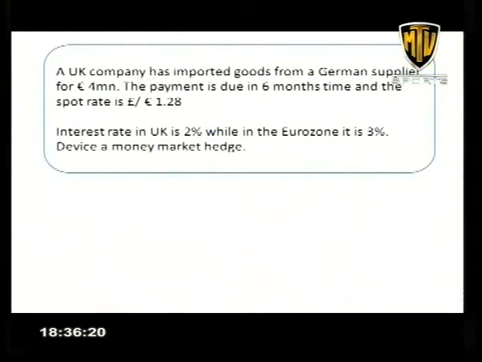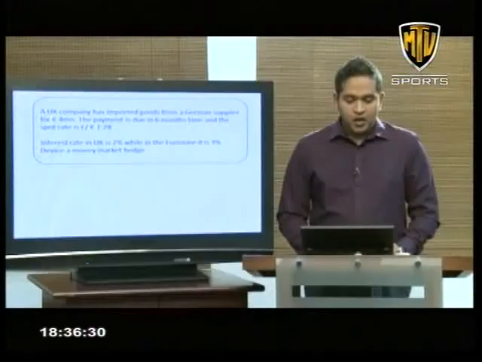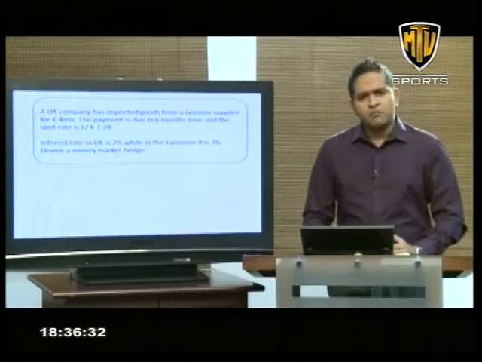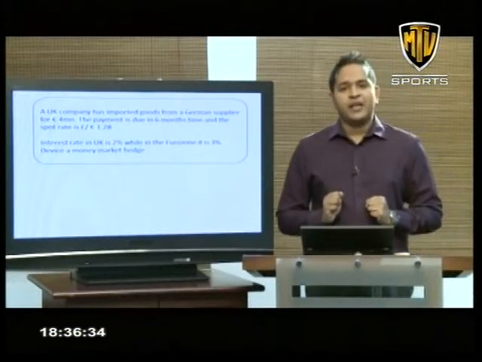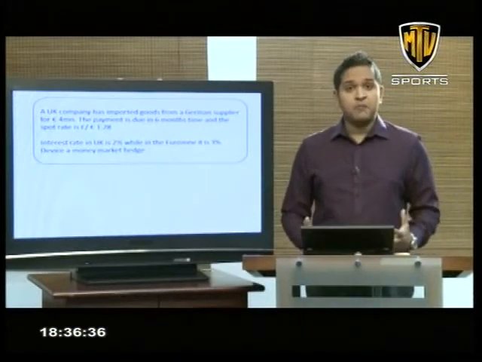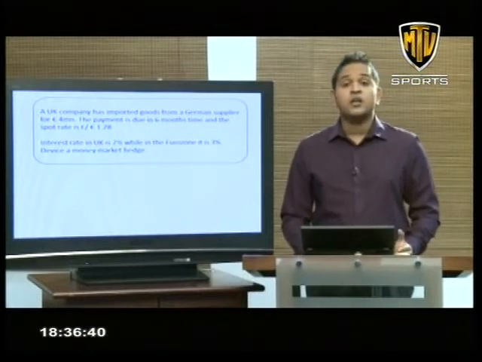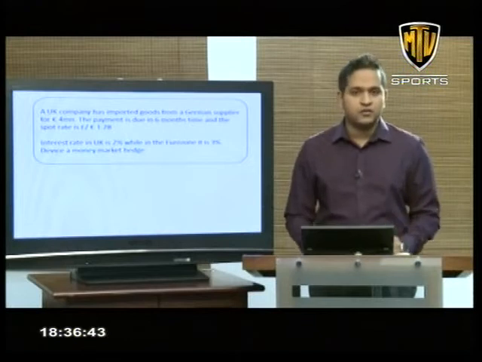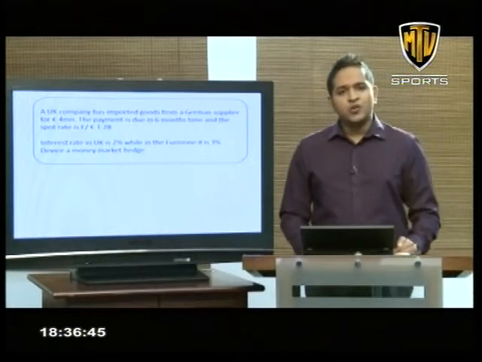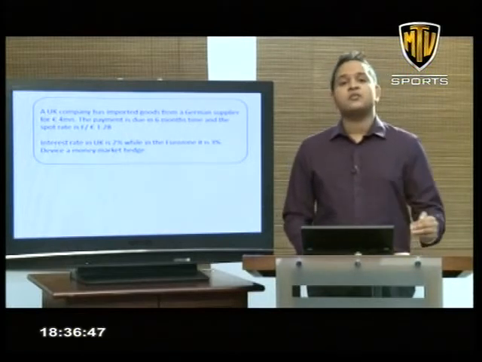And remember one thing, I want to eliminate risk here. I don't want to expose myself to any form of risk in 6 months time as well, because in forwards there's absolutely no risk at all. So how do I think this? Now my thought process will be on these lines. In 6 months time, my company, I'm in UK, I have to pay a German supplier amounting to €4 million. So 4 million euros is what I need in 6 months time to settle my supplier.